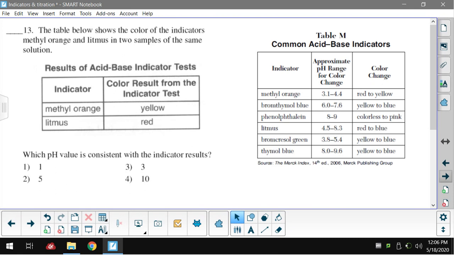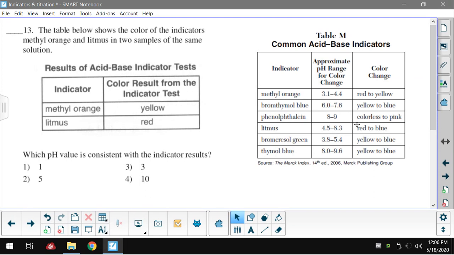All right, number 13 says the table below shows the color of indicators methyl orange and litmus in 2 samples of the same solution. That means they're not mixing the 2 indicators. So methyl orange is yellow and litmus is red. Methyl orange is yellow, so that means the pH is 4.4 or higher, but litmus is red, so that means it has to be 4.5 or less. Because we're using an old version of Table M, this is kind of tough to say. It looks as though it has to be between 4.4 and 4.5.